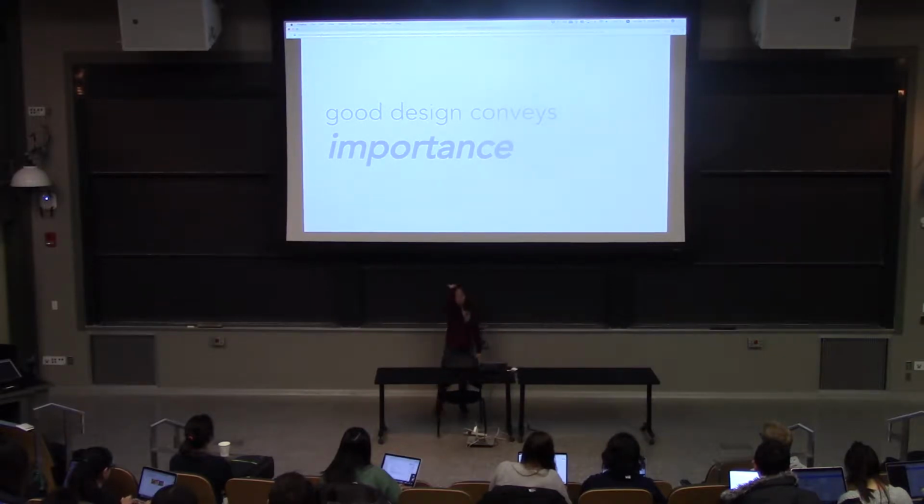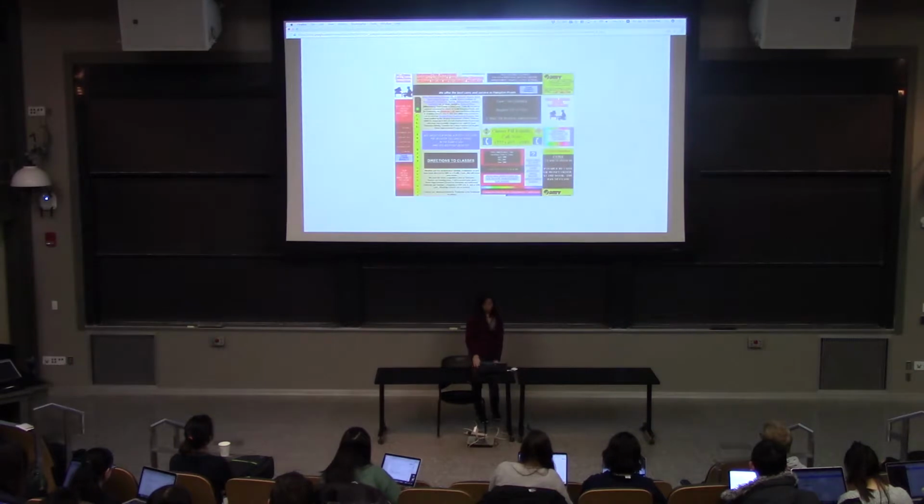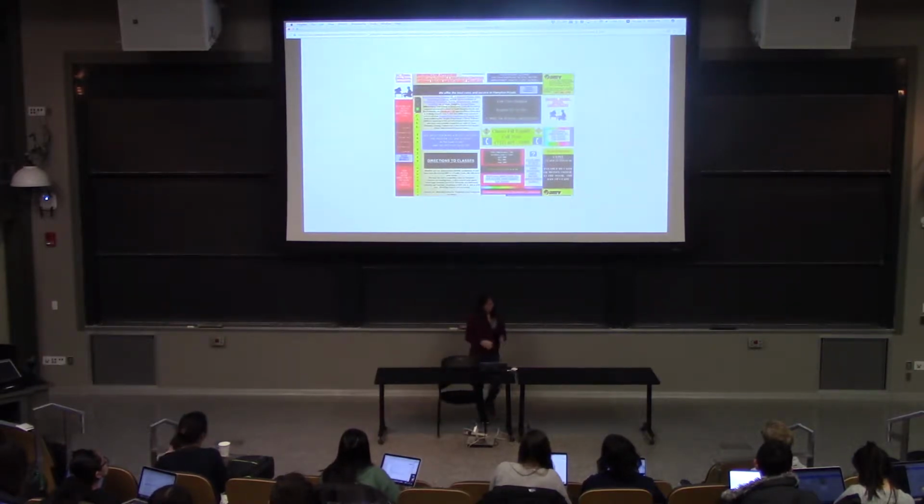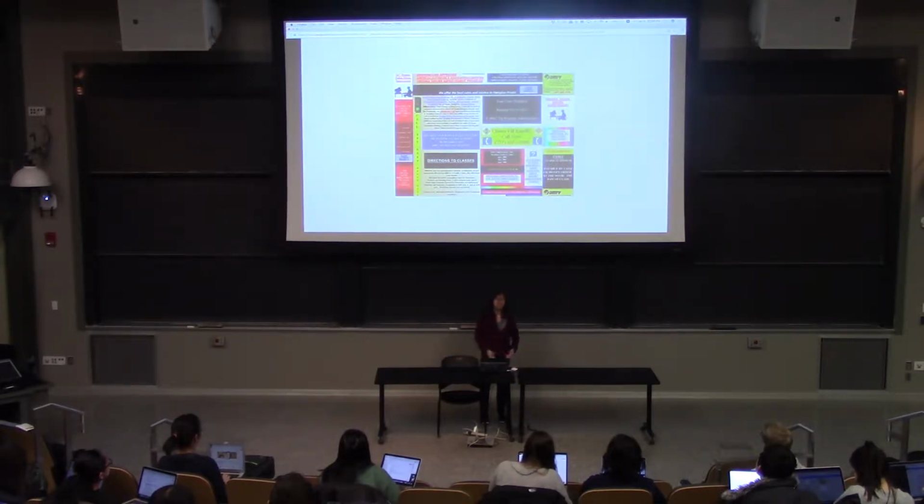Good design also conveys importance. And what does this kind of mean? For example, I don't know what to look at first here. Everything is just there in bright colors, all trying to grab my attention, and I don't know where to start. I didn't realize there was a sidebar for the longest time, but that's a sidebar, the thing on the red. That's what we're supposed to navigate from, and this does not convey what's most important to the user at all.